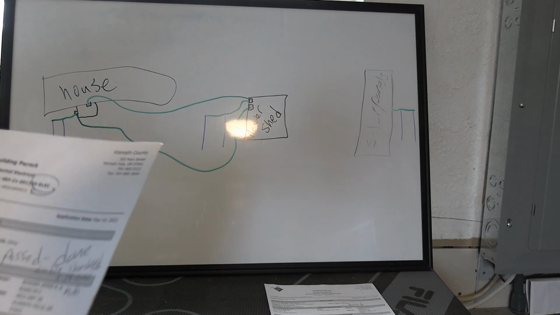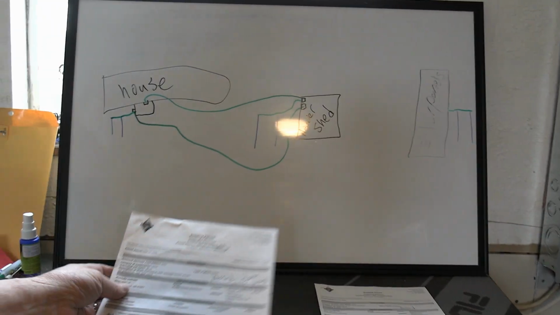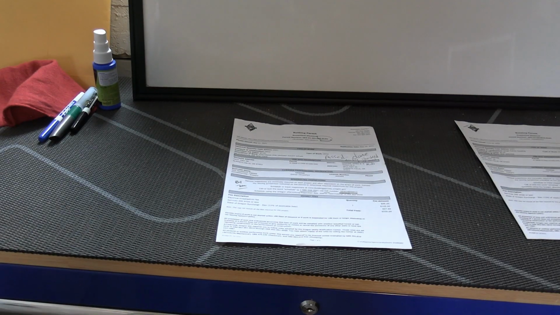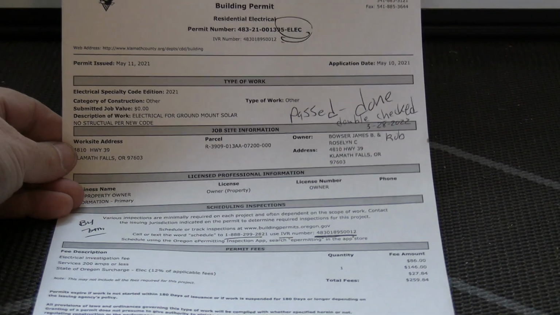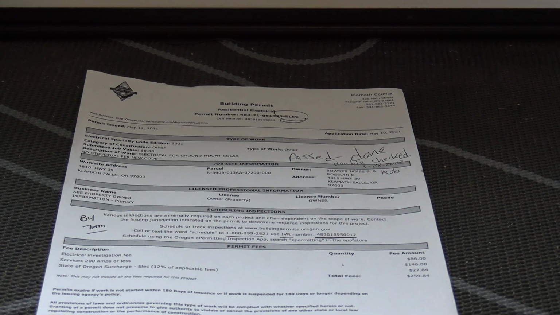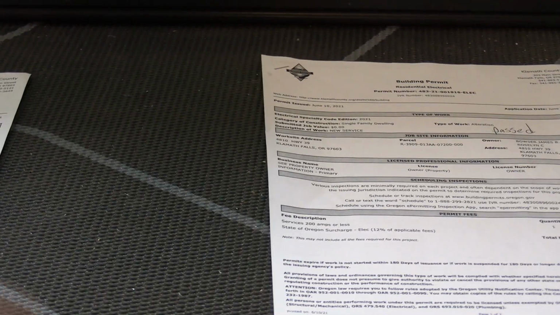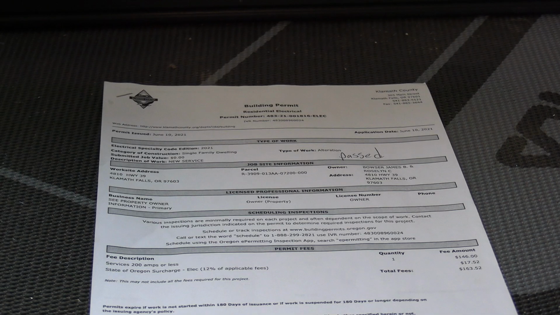This is my building permit. If you can see here, it says electrical for ground mount solar, which I had to have that permit. Also, I have the one next to it, which is 200 amp electrical service, new service. So I had to have that permit also.